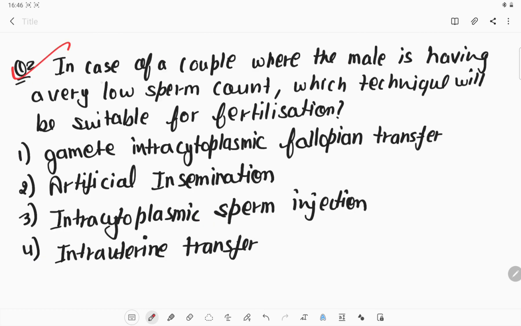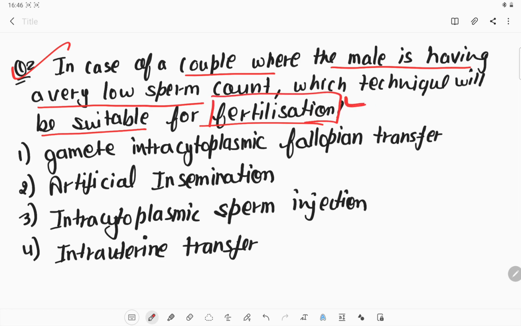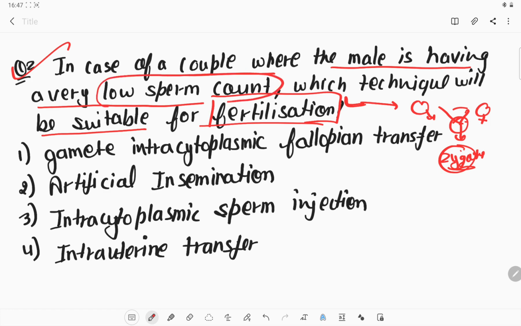Let's try question number 2. In case of a couple where the male has a very low sperm count, which technique will be suitable for fertilization? So what do we require to do? Fertilization is a process where the male gamete and female gamete fuse together and form a zygote out of it. So this fusion is known as fertilization. But the male partner of that couple has a low sperm count. So in that case, which techniques can we use?